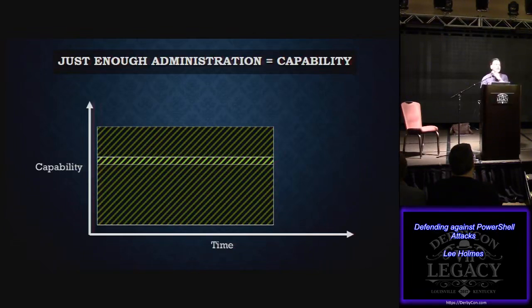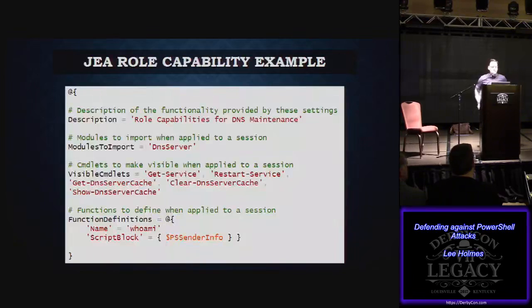We've been trying to do RBAC for 40 years in the industry. It's never going to happen. How about this? This is what it looks like to actually define that capability restriction inside of GIA. You give it a description, maybe which PowerShell modules you want to import. Here's an example of saying this person has access to a handful of these commandlets and maybe some custom functions.